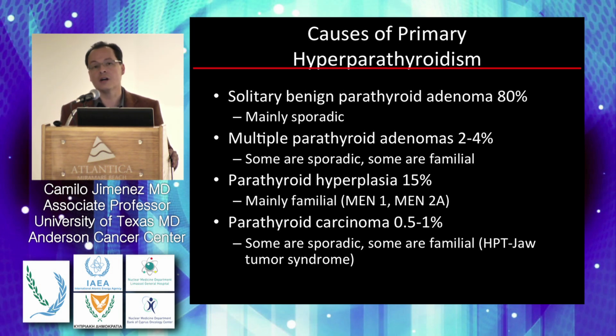The third important cause of primary hyperparathyroidism is parathyroid hyperplasia. This one is responsible for 15% of cases and is usually hereditary. And when hereditary, it is mainly caused by multiple endocrine neoplasia type 1 and multiple endocrine neoplasia type 2A syndromes. Finally, parathyroid cancer is a rare cause of primary hyperparathyroidism, an aggressive one, responsible for 0.5 to 1% of total cases of primary hyperparathyroidism.